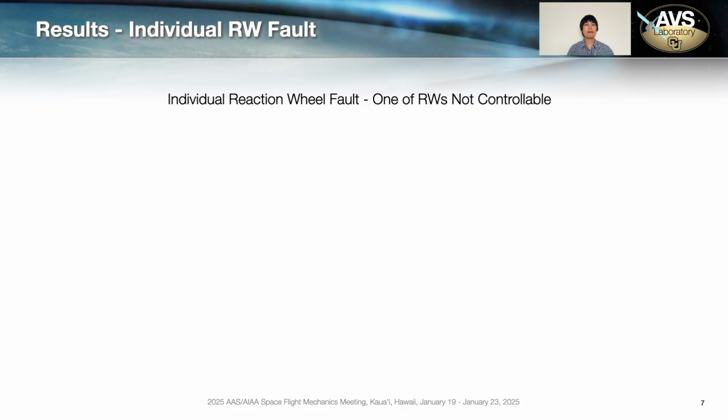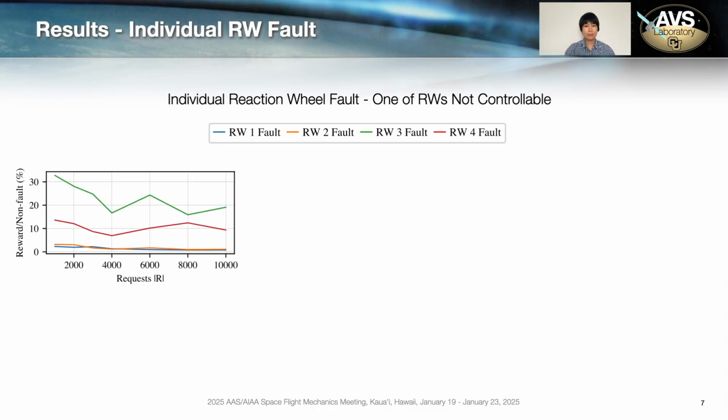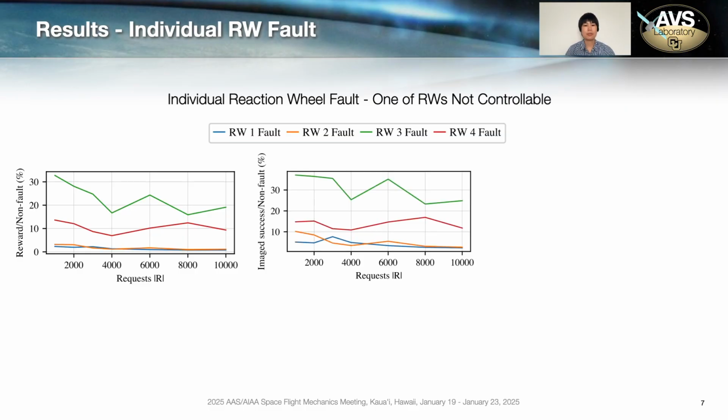And first result will be the individual reaction coil fault. And this left plot showing the reward compared to nominal case scenario over the request, which is the number of targets. And this plot showing the image success ratio. This is the number of success image over the satellite attempt to take the image action. And you can see the big correlation between those two plots.